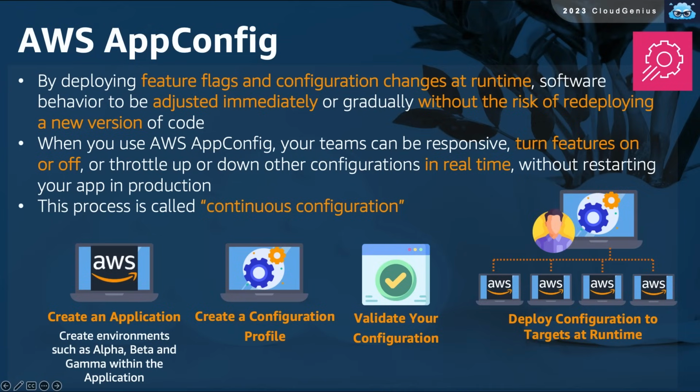The service enables you to deploy configurations gradually to a defined percentage of users, reducing the risk of rolling out changes to the entire user base at once. This feature helps ensure a smooth and controlled deployment process. AWS AppConfig also provides built-in validation to check the correctness of configurations before deployment, reducing the chances of errors or misconfigurations impacting the application.